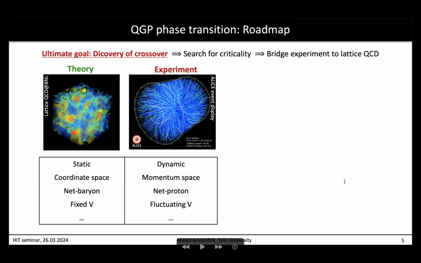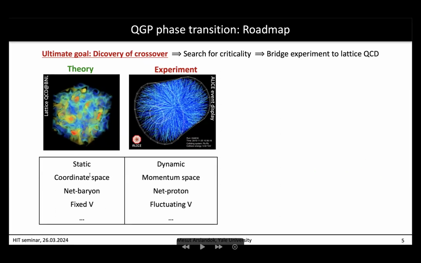But of course, we have to keep in mind some things. Our goal is to discover the crossover. For this, we are searching for criticality. And the tool is lattice QCD, and we try to basically match this tool. Actually, this slide, I got inspiration from your slides, Olodia. So in theory we have got a world, and in the experiment, it's completely different. For example, in theory, you have got a static space, a static assumption. And in the experiment, everything is dynamic. So you have an explosion in a very short time, and basically everything cools down.